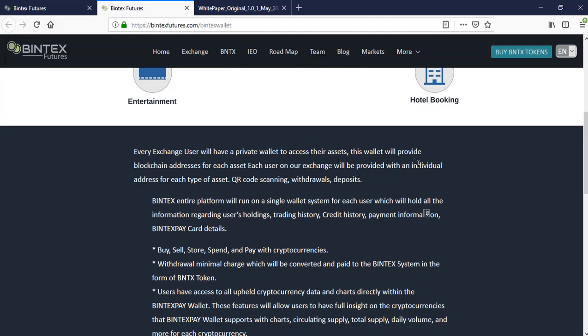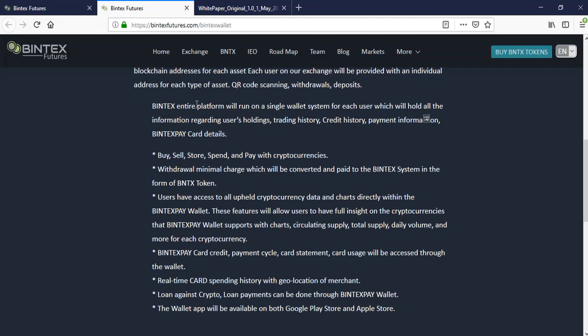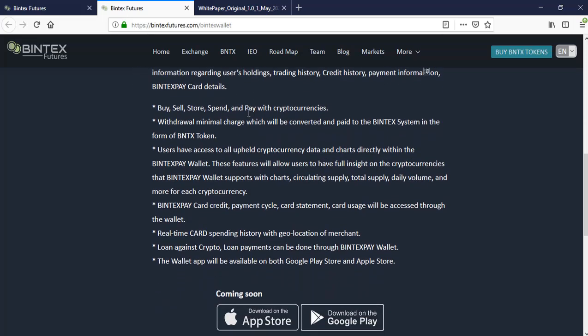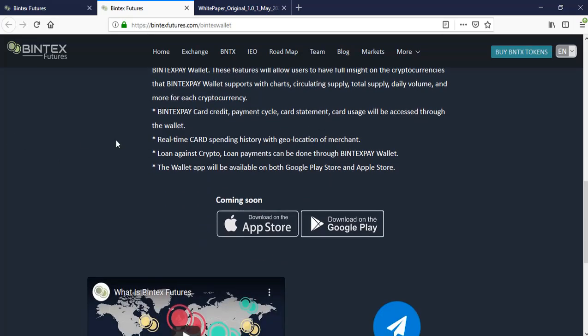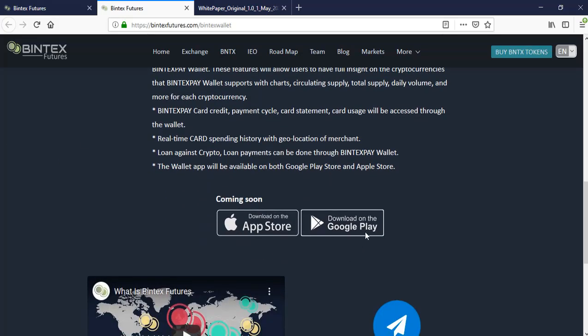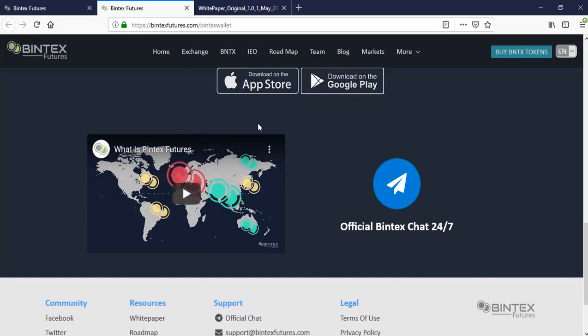This wallet will provide blockchain addresses for each asset. Each user on our exchange will be provided with an individual address for each type of asset, QR code scanning, withdrawals, deposits. The Bintex platform will run on a single wallet system for each user, which will hold all the information regarding users' holdings, trading history, credit history, payment information, Bintex Pay card details, buy, sell, store, spend, and pay with cryptocurrency. Coming soon: Apple Store and Google Play application in this area.